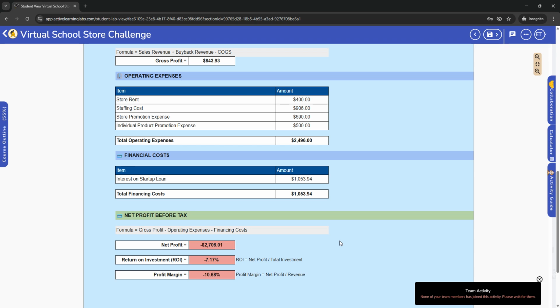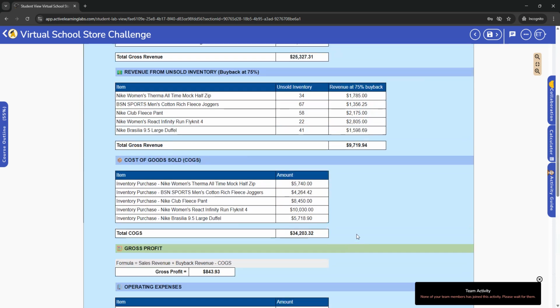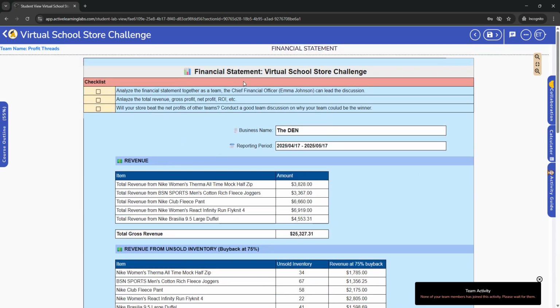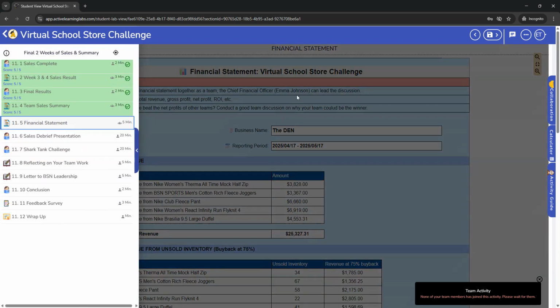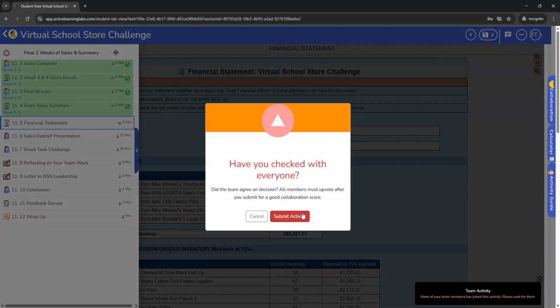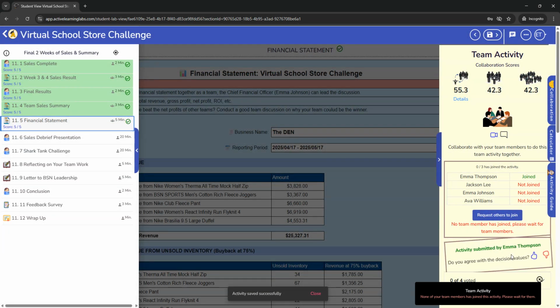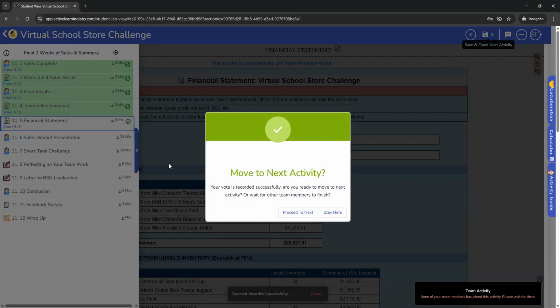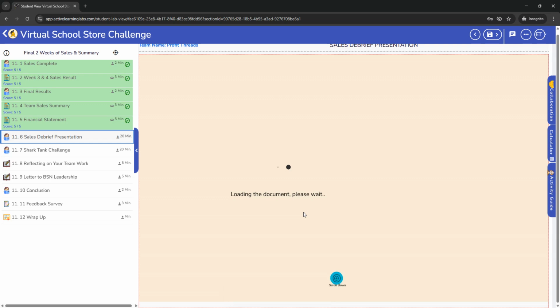Ideally, if the teams have done the proper selection, they would have got profits in the range of 4,000 to 5,000. For this demonstration, I made random selections, and that's why we have a negative profit. But that's the end of the financial statement for this team. Following that is a team activity where you discuss together with your team members to understand more about the financial statement.